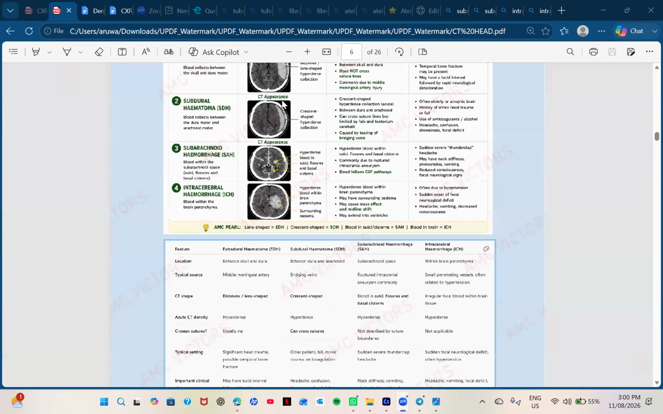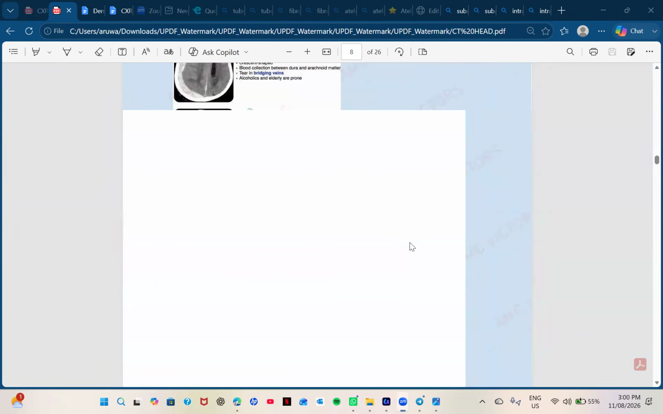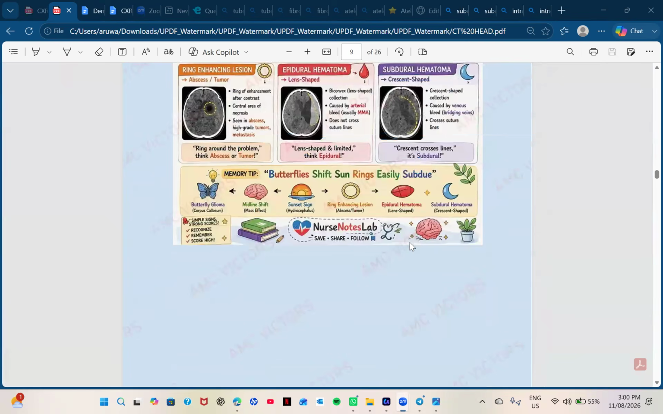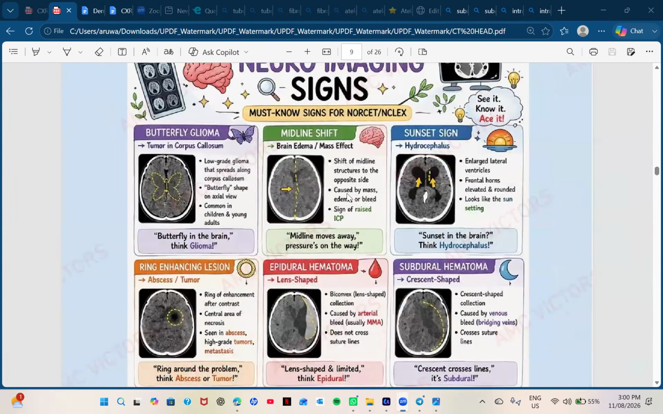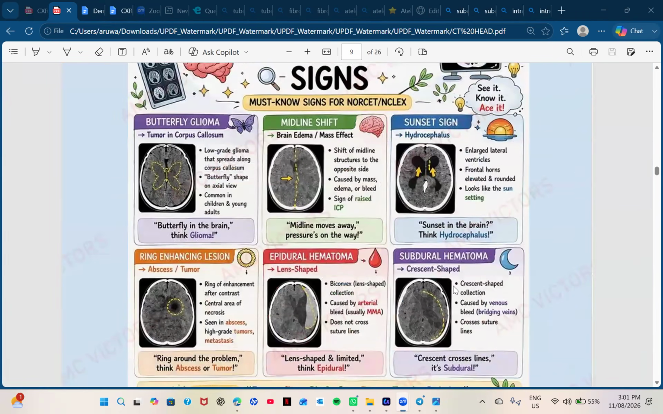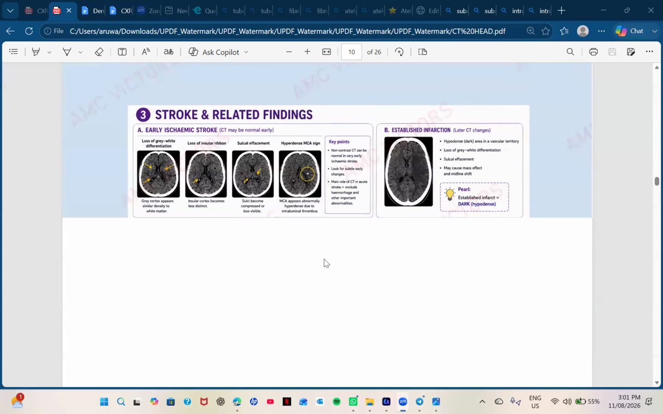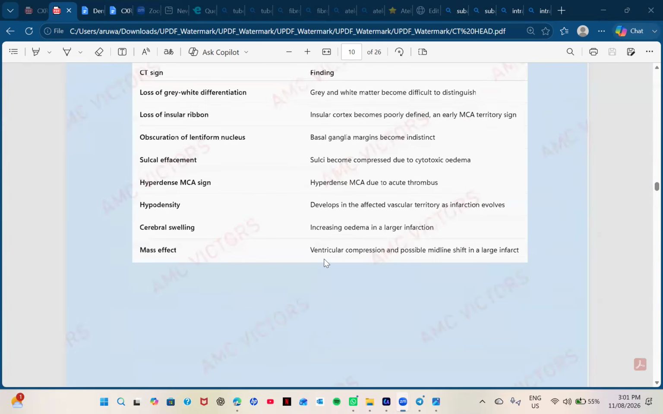Okay, sorry, doctors. I hope you get the idea. That is very important. Other than that, we have different signs. We have the butterfly sign, the midline shift, the sunset sign, those things. Okay, I'll explain. It's very important.